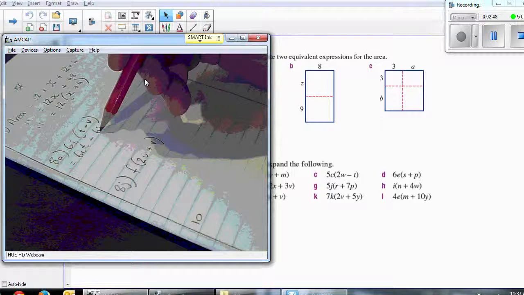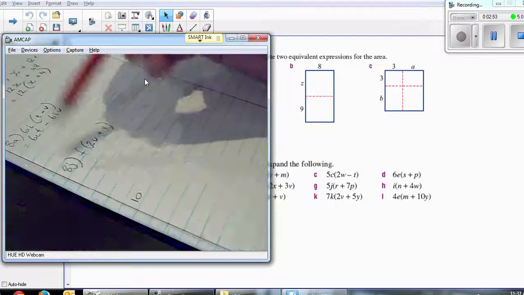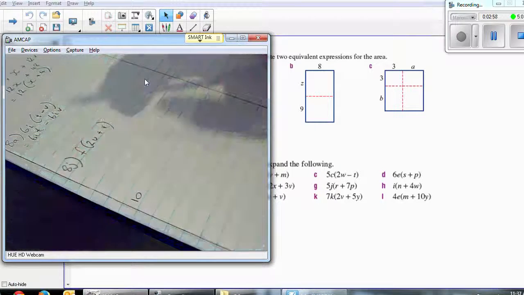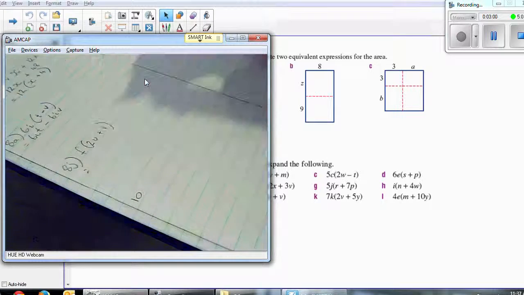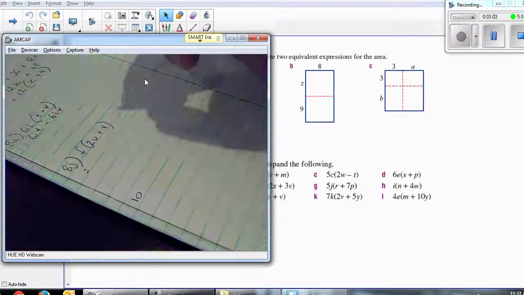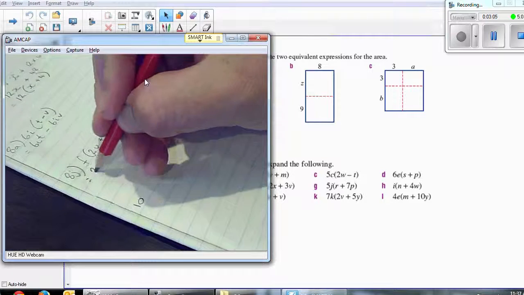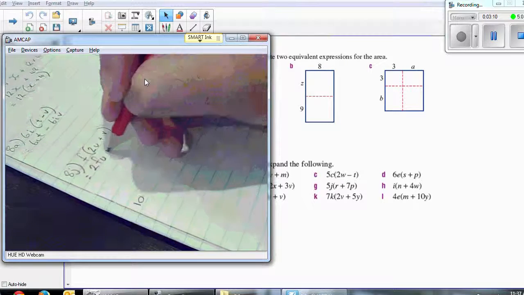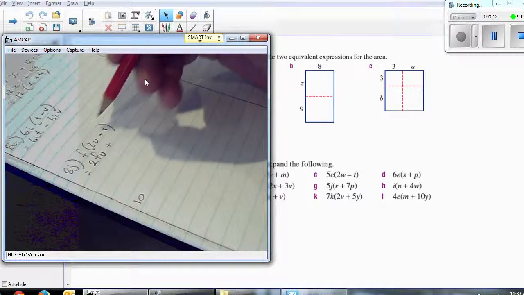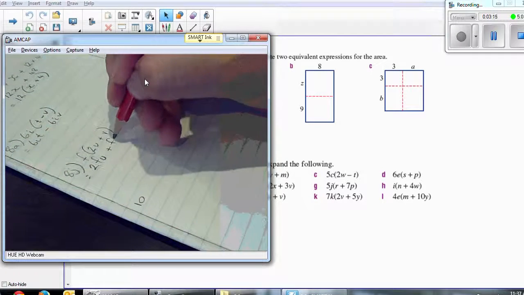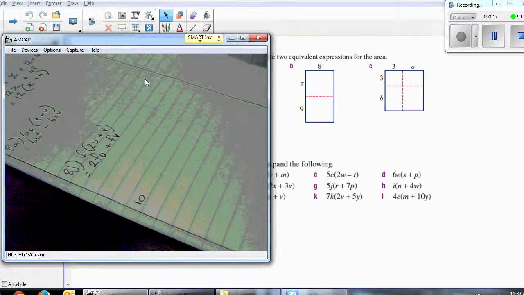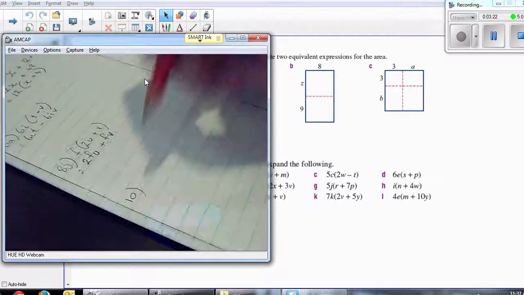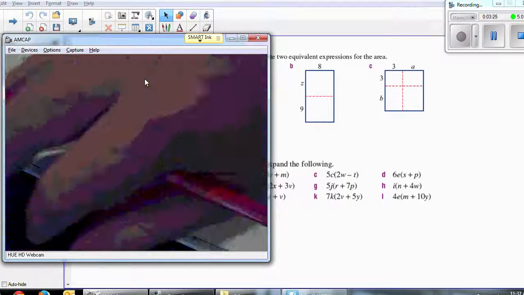All right. For j, down here we have f bracket 2u plus v. Once again, we need to multiply everything that's on the inside by what's on the outside. So we end up with 2fu plus f times v, which gives us fv. So the distributive law, all we're doing is multiplying everything that's on the inside of the brackets by what is on the outside.